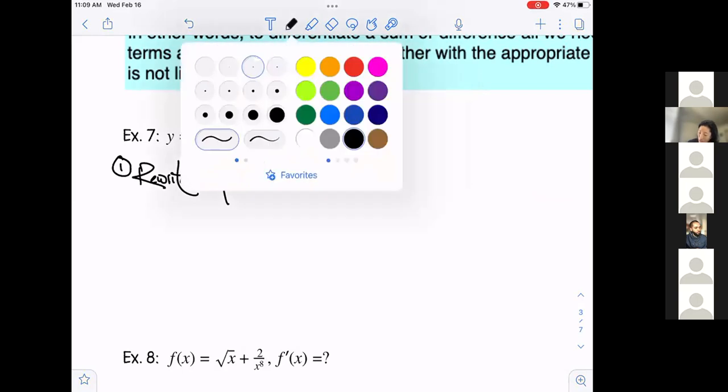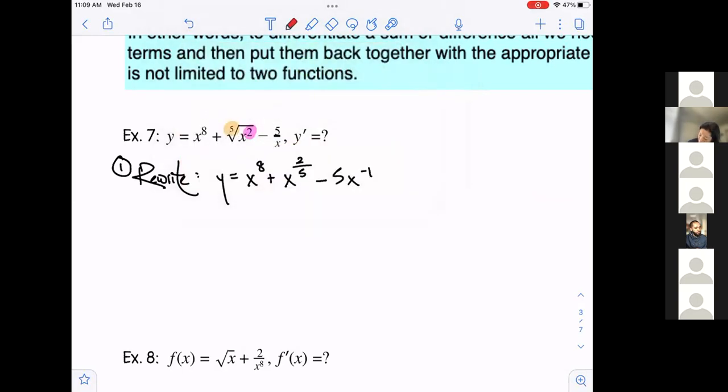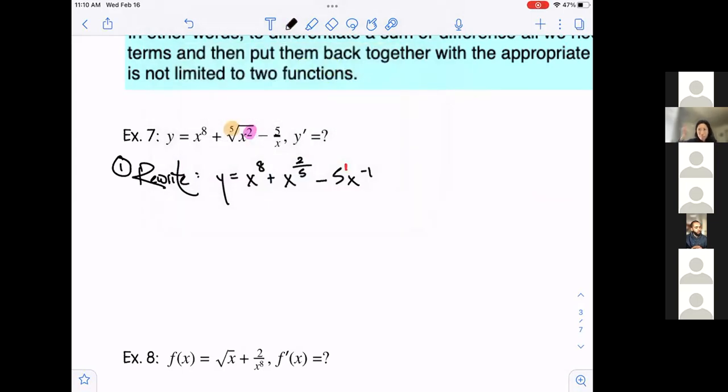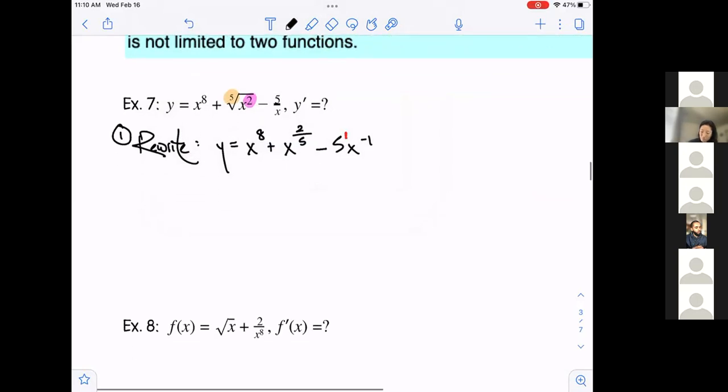And if you feel like you tend to make this mistake, you might even want to put a +1 as the exponent for 5. But now that you've rewritten it, so you did the algebra, now we're going to go ahead and find y prime. So power rule for each step.